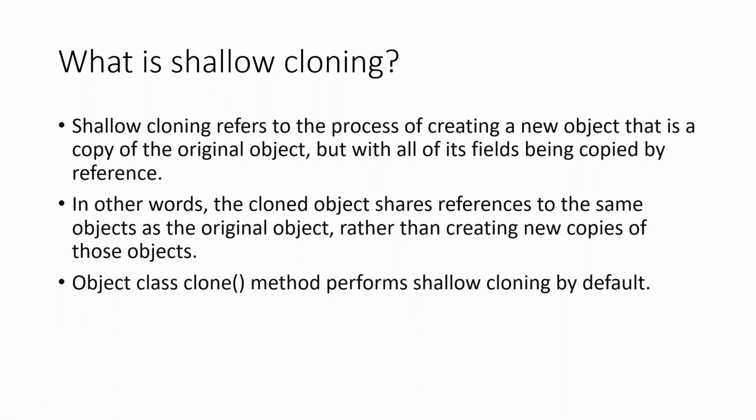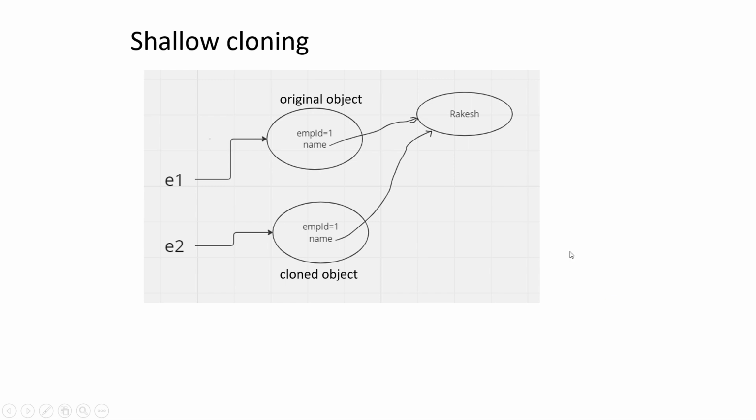Anyway, the Object class clone method performs shallow cloning by default. This is what we need to remember. If you use the Object class clone method implementation directly without implementing your own clone method, then it will use shallow cloning only. So how does shallow cloning look? This is how it looks.